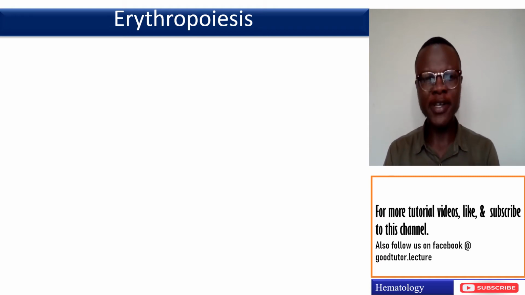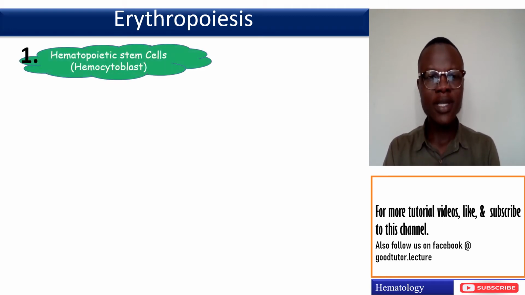So what's going on here? When the erythropoietin reaches the bone marrow, there is a group of cells called the hematopoietic stem cells.